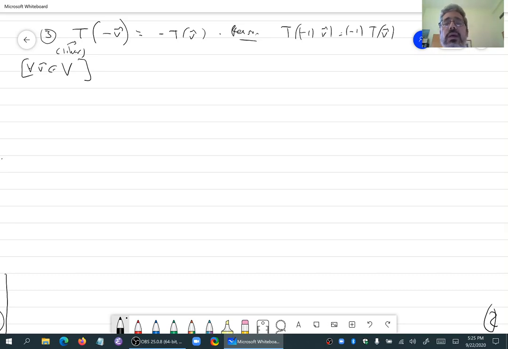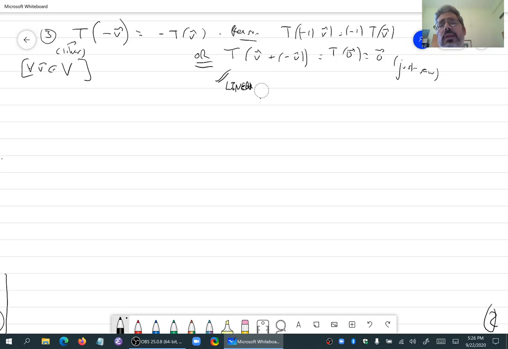Or, T of V plus minus V equals T of 0, which is 0, which we just saw. But by linearity, let's make it all capitals.